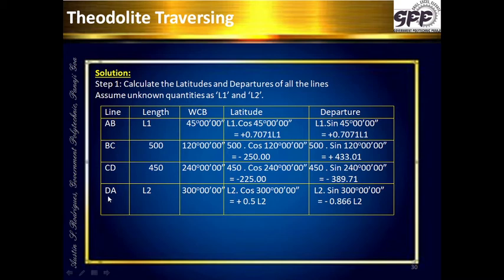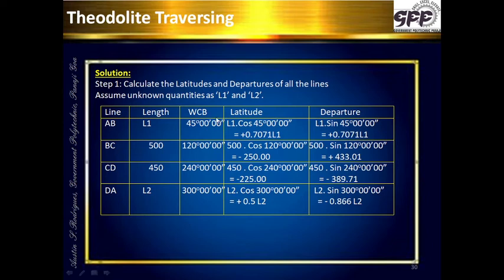Coming to the line DA, the length is assumed as L2. The angle is given as 300 degrees. So we have this as L, that is length into cos theta. So L2 into cos of 300 degrees. So we have this as plus 0.5 L2. The departure is length into sine theta. Length is L2, sine of 300 degrees. So we get that as minus 0.866 L2. That means it is westing over here.